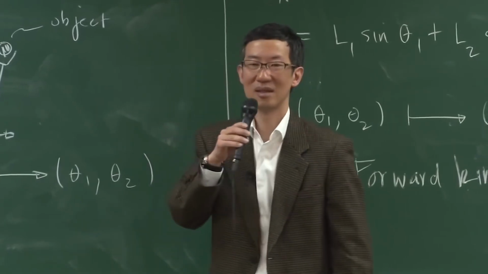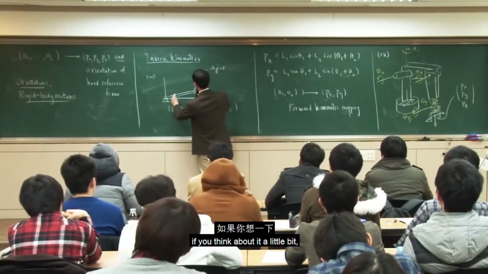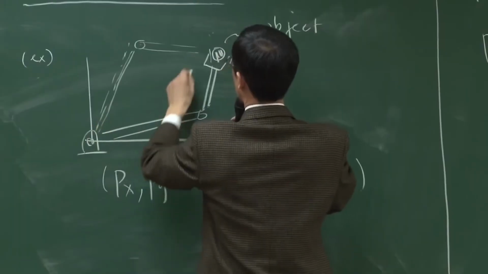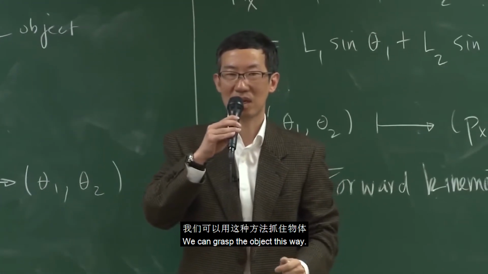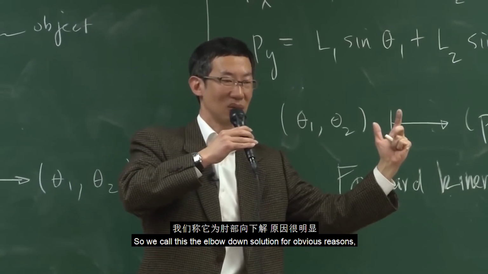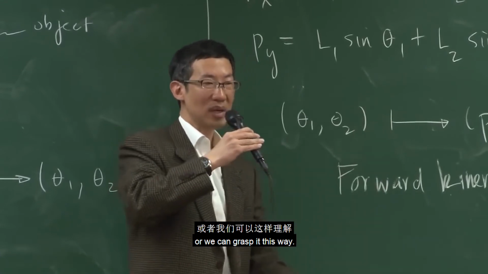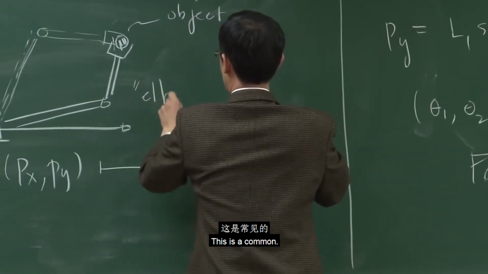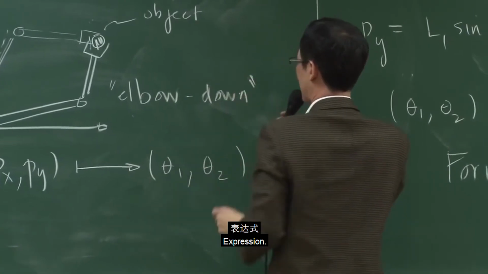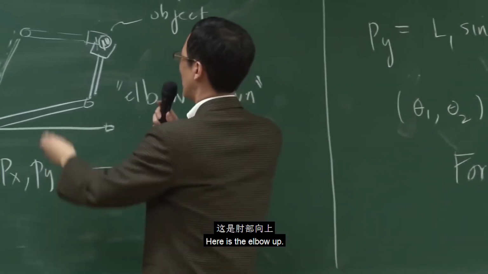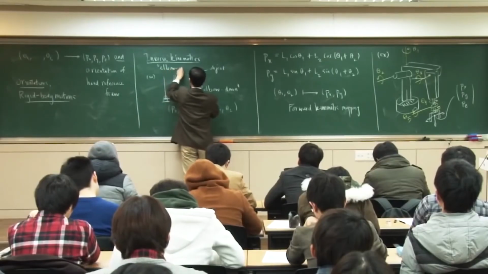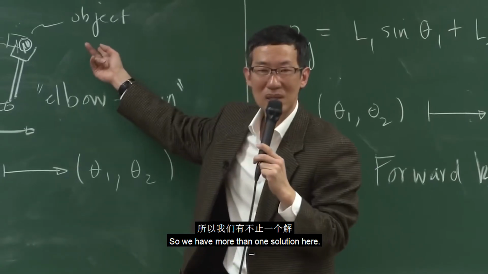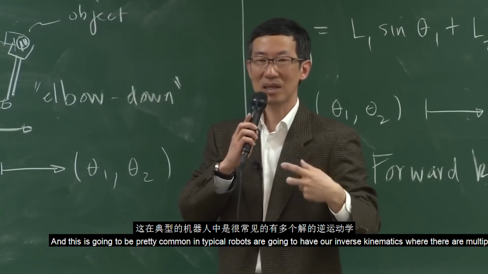All right, is this the only solution? Now, if you think about it a little bit, you'll see that actually there's two ways to pick this up. We can grasp the object this way. So we call this the elbow down solution for obvious reasons. Or we can grasp it this way. This is the elbow up solution. So this is a common expression. So here's the elbow down. Here's the elbow up. So we have more than one solution here. And this is going to be pretty common.